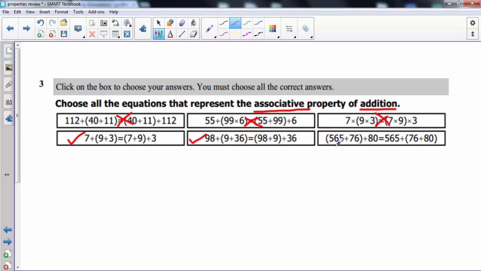And then in this one, I can see that we have the numbers in the same order. Yep, they match. And a different pair of numbers are grouped together. So we have 3 examples of the associative property of addition for question number 3.